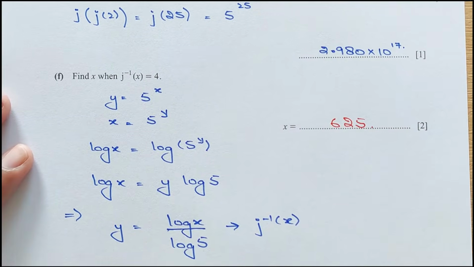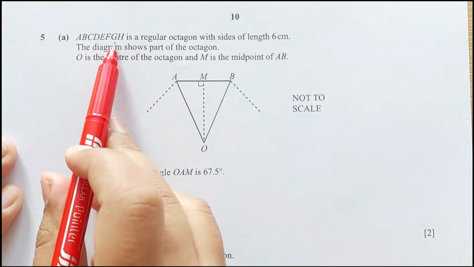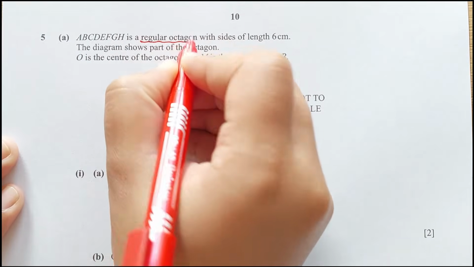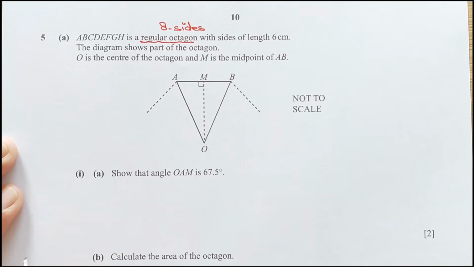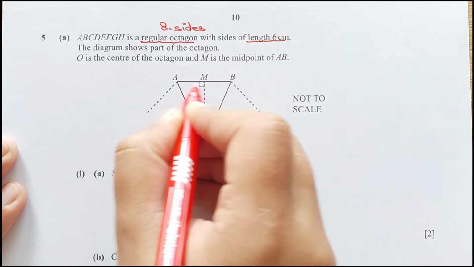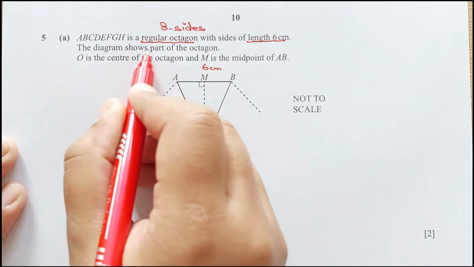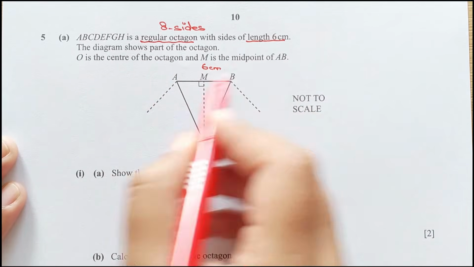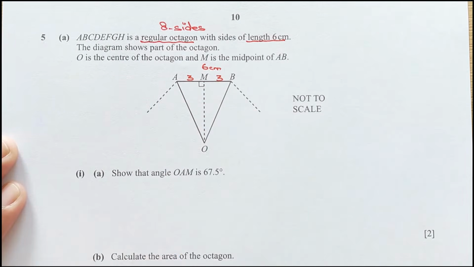625, right? Now question number 5, part A. A, B, C, D, E, F, G, H is a regular octagon. A regular octagon has 8 sides. Regular means all sides and all interior angles are the same, with a side length of 6 centimeter. So this side length AB is 6 centimeter, right? The diagram shows part of the octagon. O is the center of the octagon and M is the midpoint of AB. It means this side is 3 centimeter and this side is 3 centimeter, right?